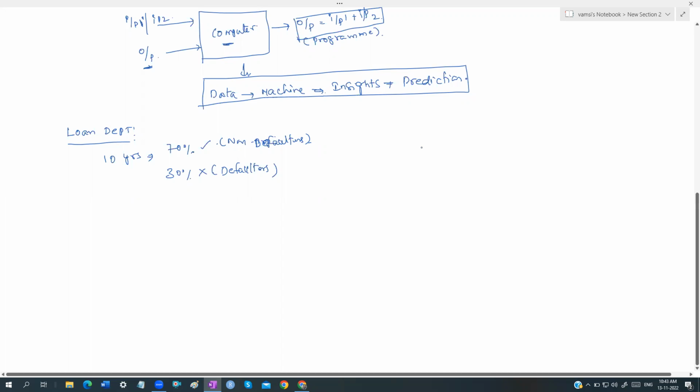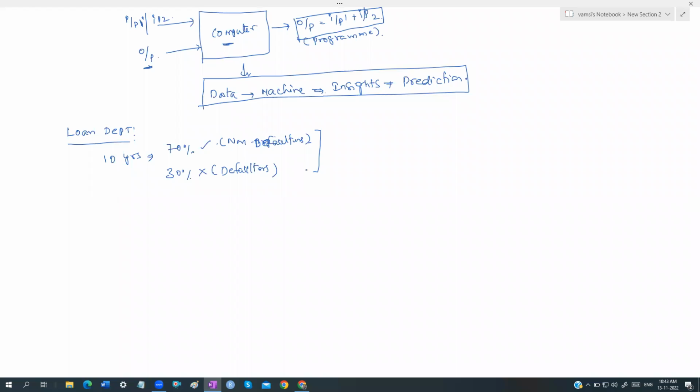Now what the banks thought is, why can't we predict whether a customer will be a defaulter or a non-defaulter before giving a loan? After taking the loan, anybody can come to know: if he is paying the EMIs promptly, he is a non-defaulter; if he is not paying, he is a defaulter. But why can't we do some prediction before giving the loan? Is it possible to identify whether someone is a defaulter or non-defaulter?